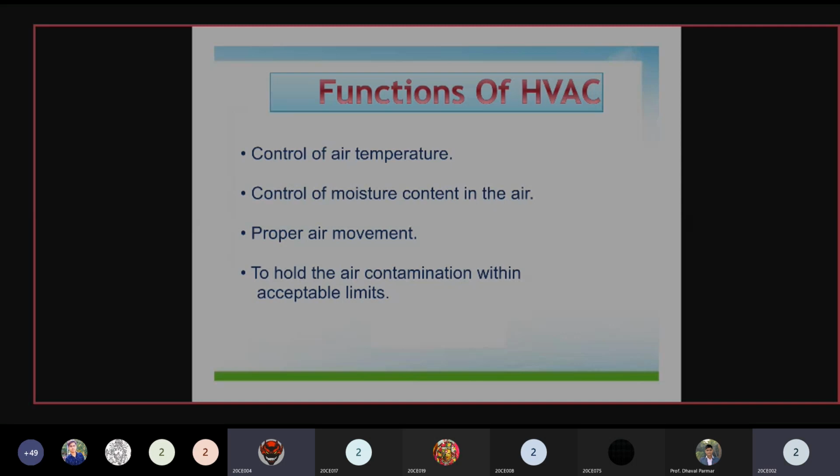Second, control of moisture content in the air. Its function is also to control the amount of moisture present in the air. With the help of HVAC, the humidity in the building can be controlled.